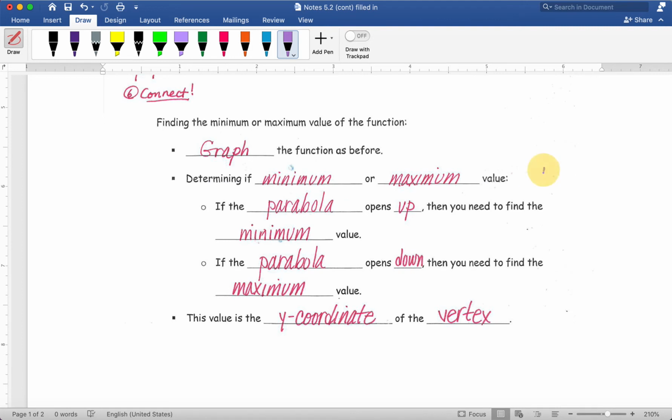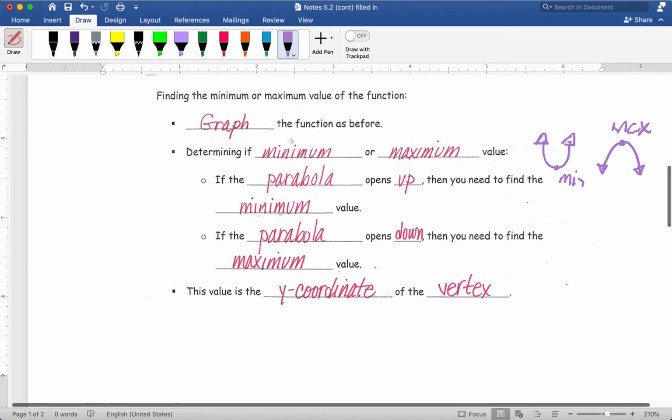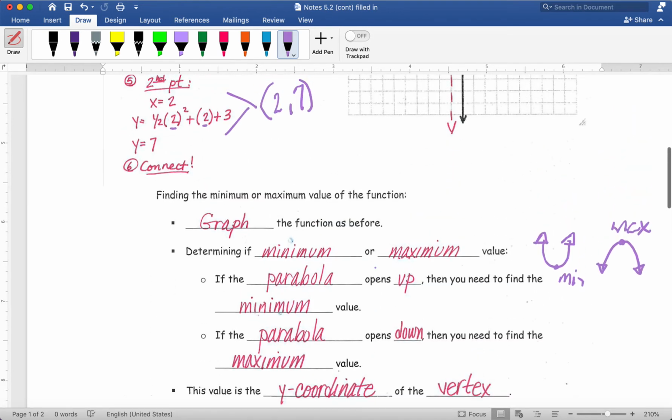If it opens up, then you have a low point or a min. If the parabola opens down, then you have a high point or a max. Okay, so keep that in mind. This value is the y coordinate. So we could say the max happens at whatever x is, and the max value happens at whatever y is.